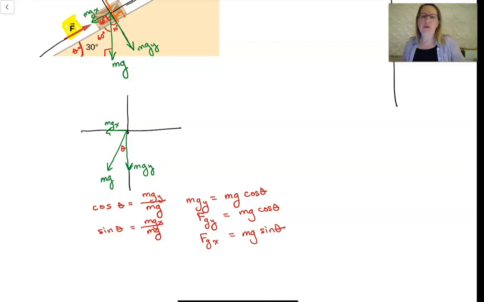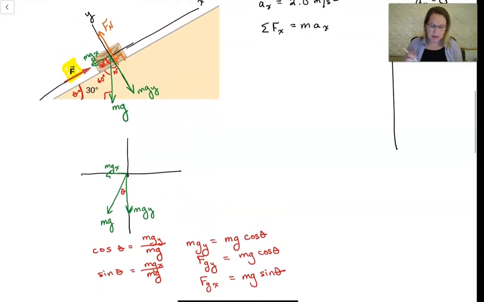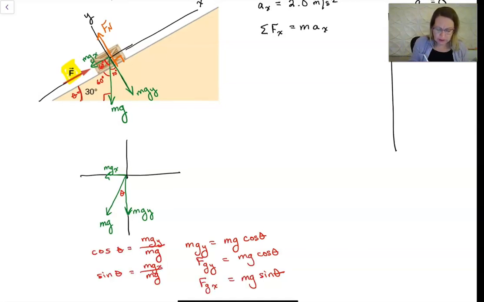This is a useful thing to draw out and put on your equation sheet if you want, so you can have it as a handy reference. But I do want you to be able to set these things up because the angles aren't always set up in the same way. Okay, so we're going to use this to say, well, that's one force in the x direction. The other force that's in the x direction is, of course, this unknown force that we're trying to find.